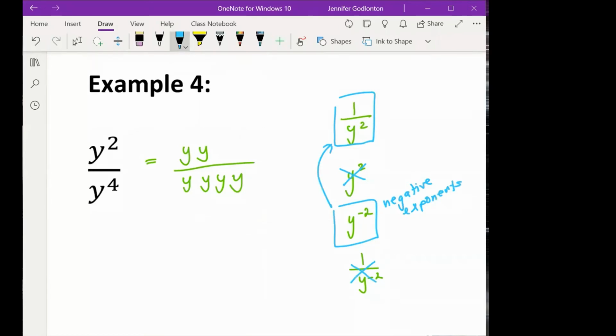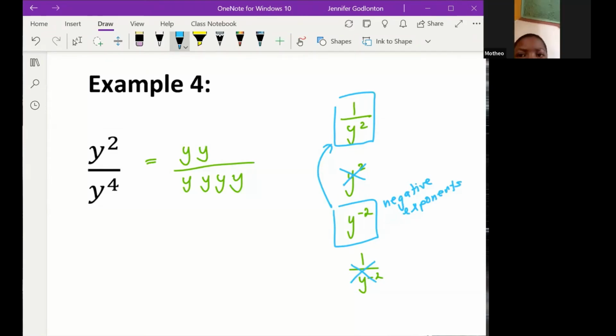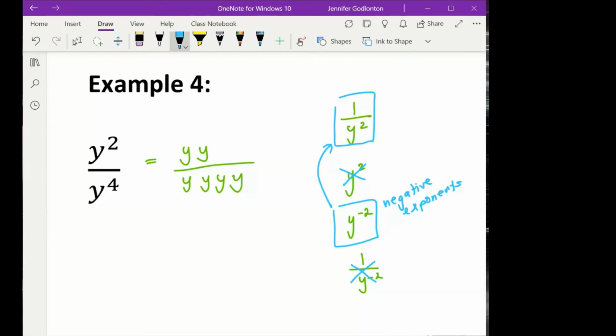Has everyone seen negative exponents in class already? Have people seen negative exponents? Yes? No? Mateo? Nokobonga? Where'd you go? Nokobonga, you were just here. Okay, so some yeses, some no's. Okay, so let's chat about what works here.